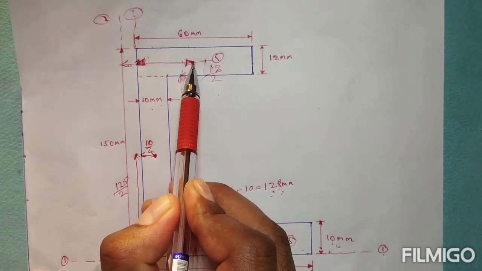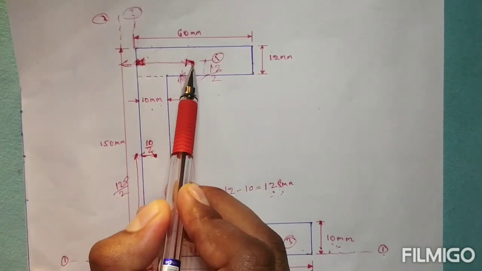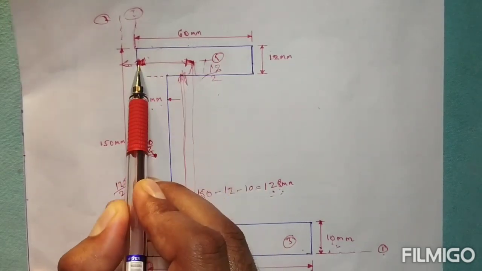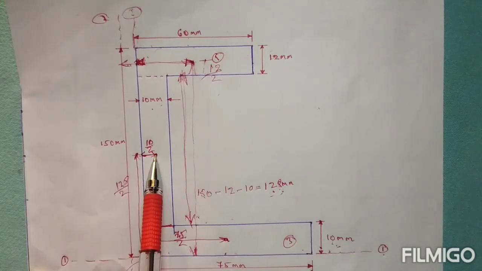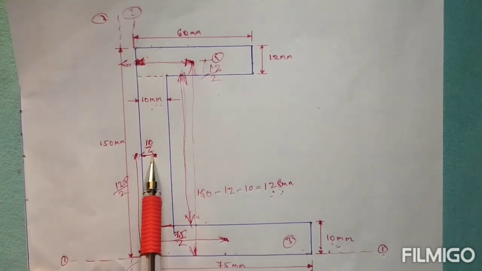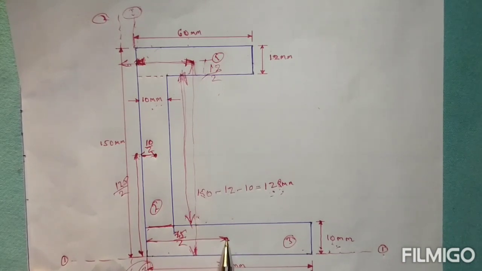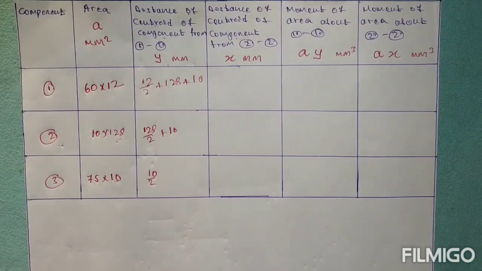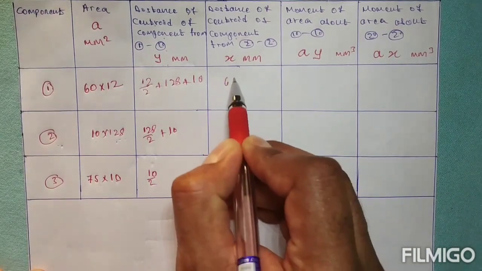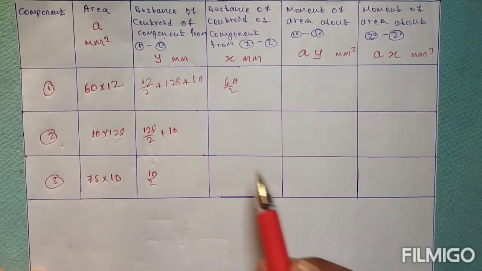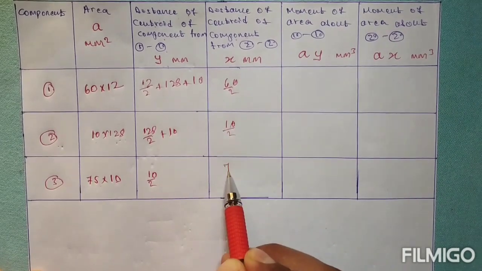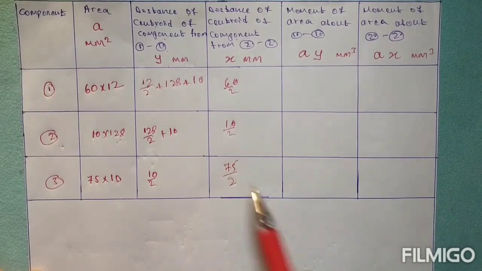So CG of each component to reference axis 2 2. For the first component the CG is here, your reference axis here, so the total width is 60 by 2. Here also your CG is here, reference axis here, the width is 10 mm, so 10 by 2. Similarly here, the width is 75 mm, so 75 by 2. I will write it in tabular column: for the first one, 60 by 2; for the second one, 10 by 2; for the third one, 75 by 2.